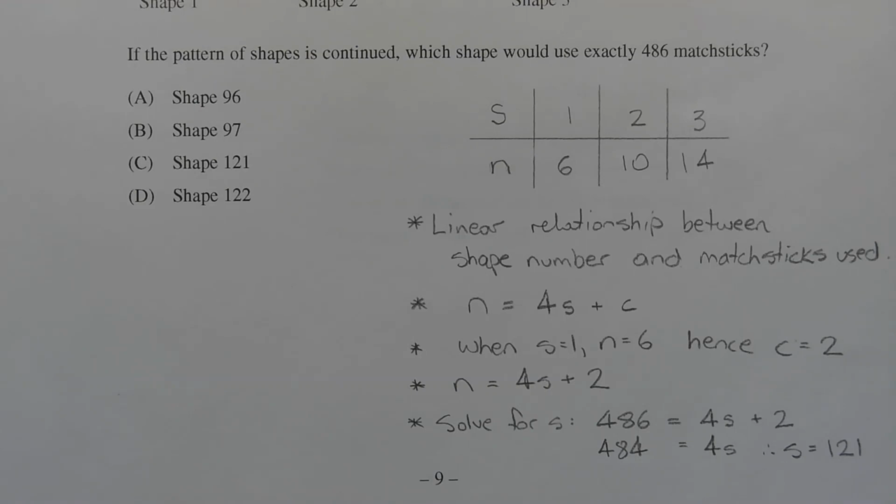The final step is to solve for S. The equation 486 is equal to 4S plus 2, where this represents the number of matchsticks used to make that particular shape. So we need to find the shape number that corresponds to 486. So solving this equation, we're going to subtract 2 from both sides of the equation. So 484 is equal to 4S, which means 4 times S. And to make S the subject, we divide both of these values by 4. So 484 divided by 4 is equal to 121.